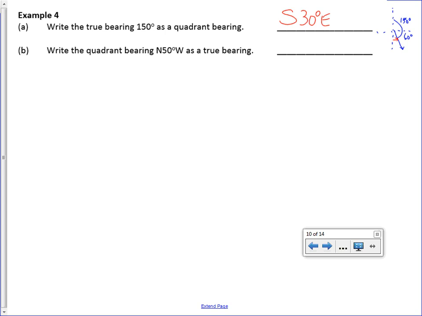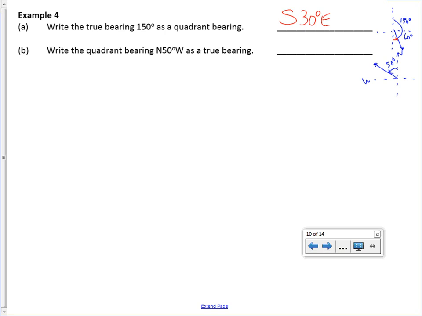Okay. So now go the other direction, literally. Okay. So write the quadrant bearing north 50 degrees west as a true bearing. So now we're going to go the other way. So if I draw north 50 degrees west, north 50 degrees west is looking like this. There's my vector that's going north 50 degrees west.